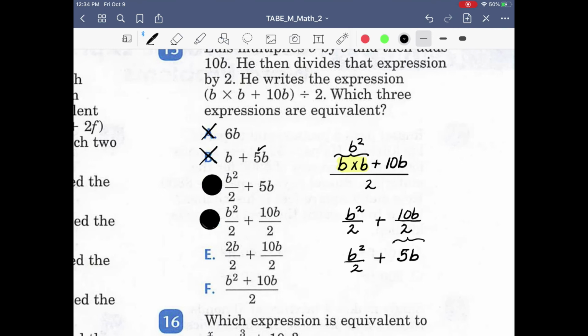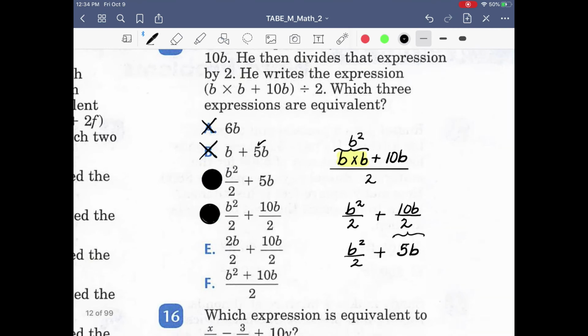E, 2b is not the same as b times b. 2b would be b plus b. So E is not the one either.